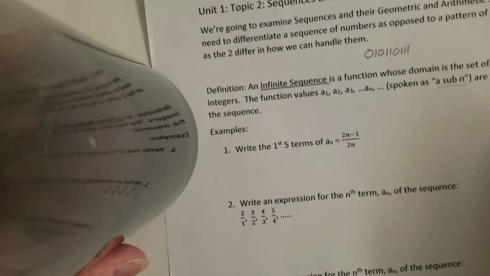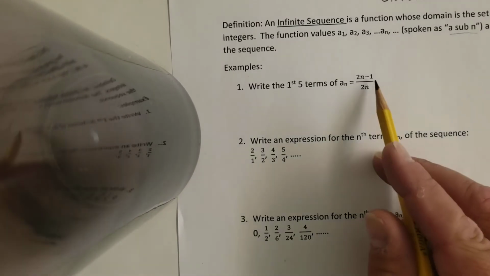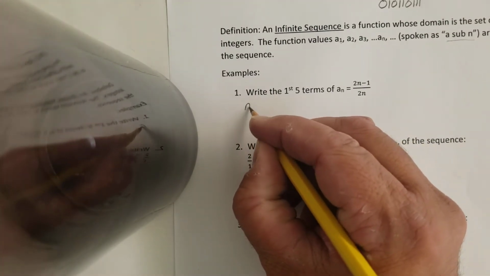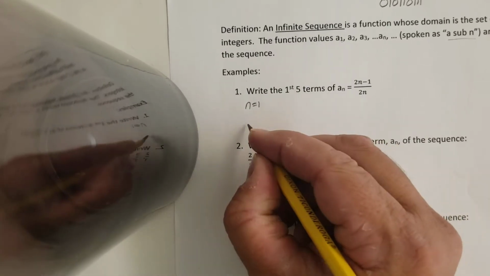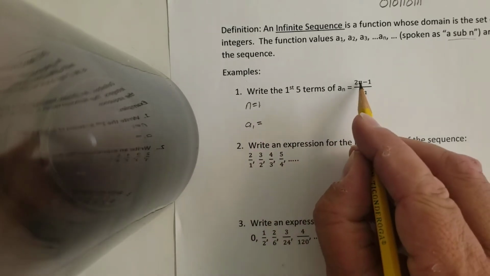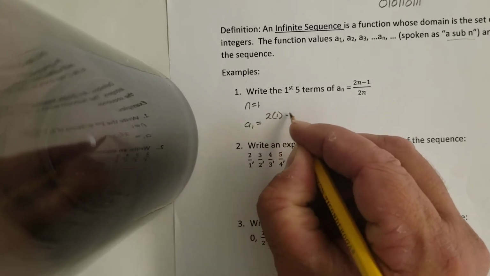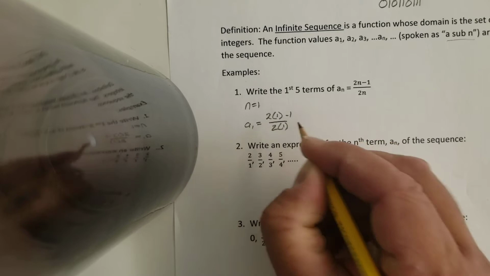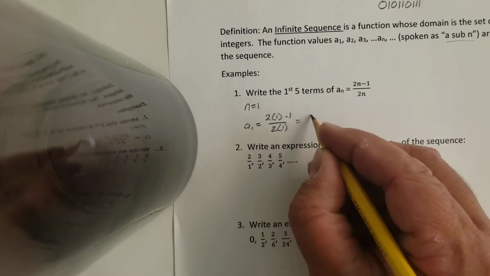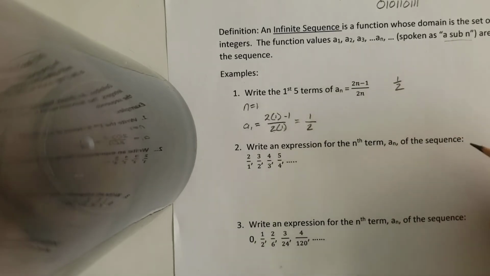All right, now an example, we're going to write the first 5 terms of the sequence. a sub n is (2n minus 1) over 2n. So the first thing we look at is the first term, n equals 1. So we'll say a sub 1 is... Now when n equals 1 for the first term, we put 1 in for n. So it's a sub 1, 2 times 1 minus 1 over 2 times 1. And when you do the math, 2 times 1 is 2 minus 1, and 2 times 1 is 2. So the first term is 1/2.